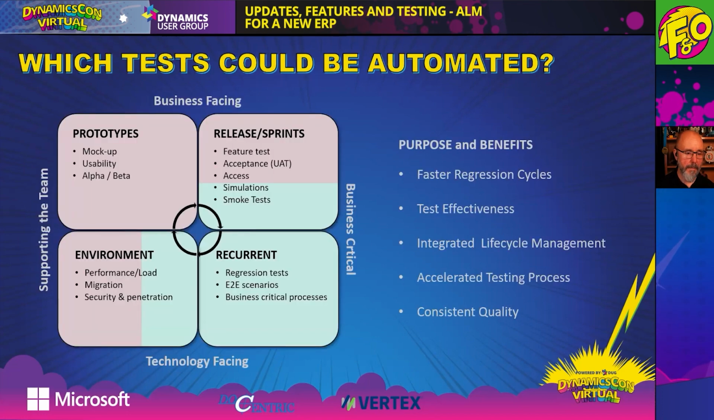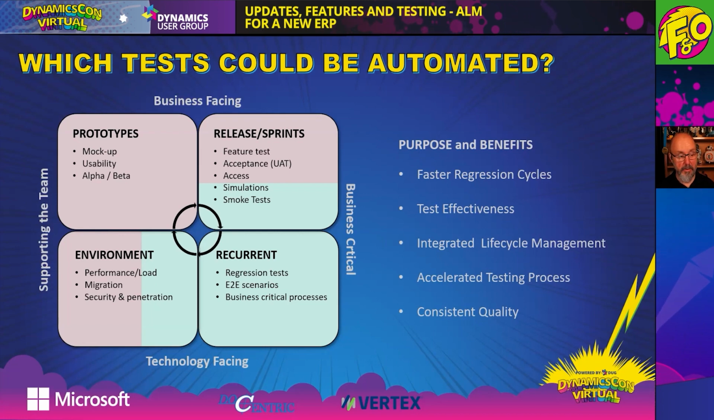So which cases can we automate? We can do simulations, we can do smoke tests, regression tests, of course, end-to-end scenarios. Business critical processes are very important, because we want to run them at every single release to make sure it doesn't break anything. Performance testing is almost mandatory to automate, because you will never get any amount of testing done manually in order to get a real performance test.